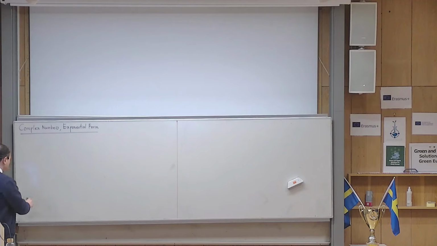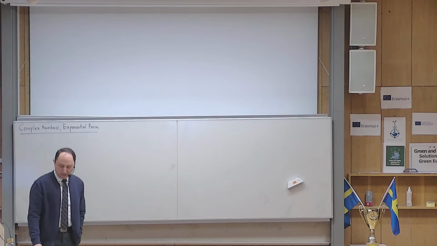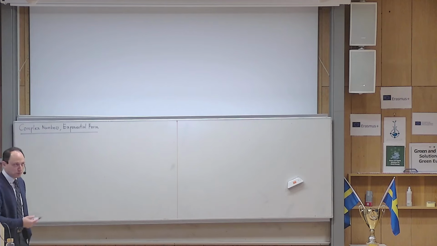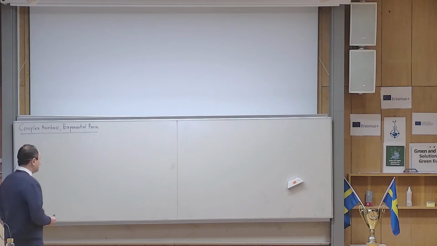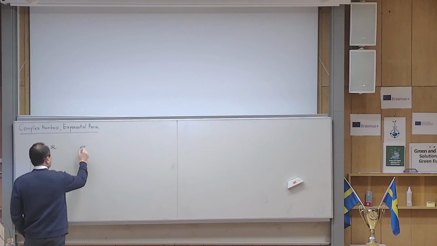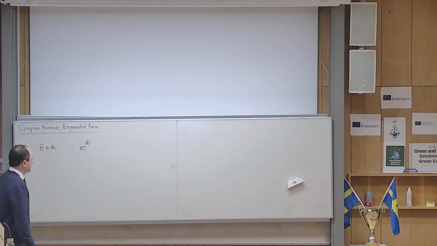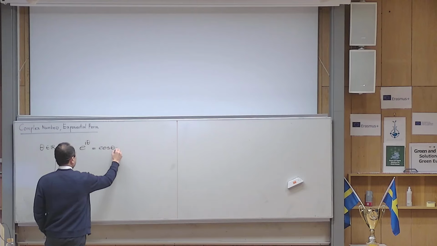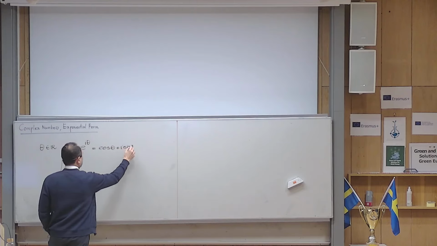I don't want to prove it, but if I just write the formula in front of you without any motivation, it's probably not a good idea. So let us try to motivate the formula that I want to write here. Okay. So my goal is to show that if theta is a real number, then the Euler number e to the power of i theta is equal to cosine theta plus i sine theta.